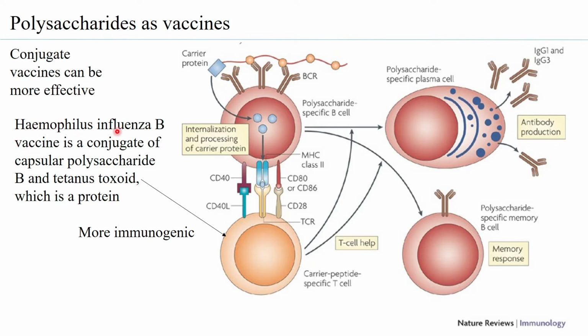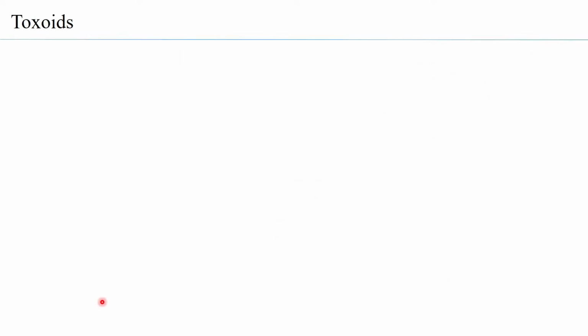So an example of this is the Haemophilus influenzae B vaccine, which is a conjugate of the capsular polysaccharide of the HIB and the tetanus toxoid. So they have used the tetanus toxoid, which is a protein. So together, you will in fact get immunization for both Haemophilus influenzae as well as tetanus. So this becomes more immunogenic because the carrier is now also a protein and it can elicit the activation of a T cell. So it enables class switching from IgM to IgG, and that is why it has a better efficacy.